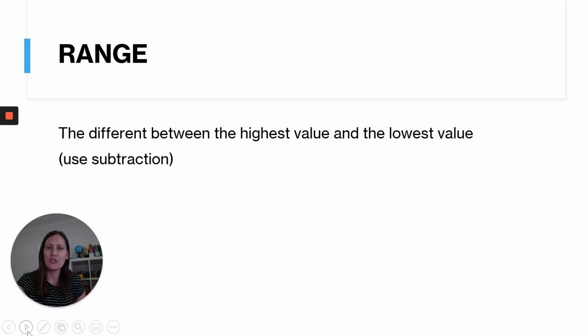But to find the range, you are just finding the difference between the lowest value and the highest value of your data. So for example, the youngest child and the oldest child from the group that you might be collecting the ages from. Once you have those two values, you use subtraction and take away the smallest value from the largest value, and that will give you the range. So if I had 2-year-olds to 10-year-olds, I'd have 10, I'd take away 2. The range of ages would be 8 years between the youngest and the oldest.